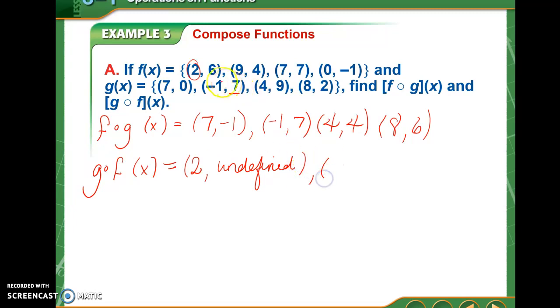Put in a negative 1. Oops. Sorry, we're in the s. Put in a 9, I get a 4 out, plug in that 4 here, and look, I get a 9. Put in an 8, I get a 2, plug in a 2, I get a 6. And I forgot this guy, plug in a negative 1, out comes a 7, put in a 7, and out comes a 7. So those are my results of g composed of f.